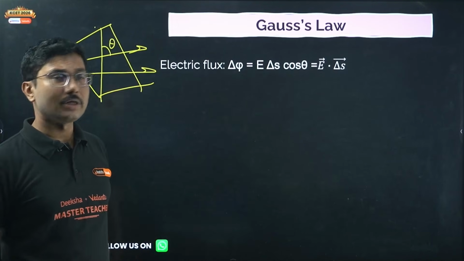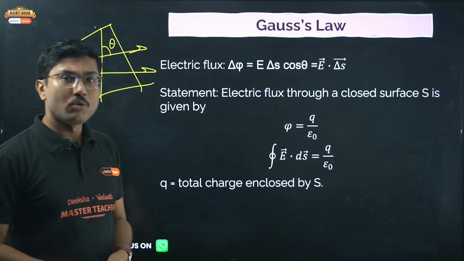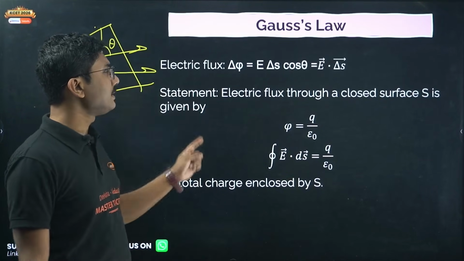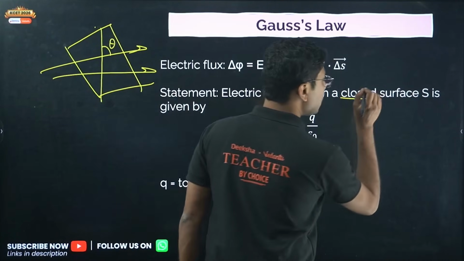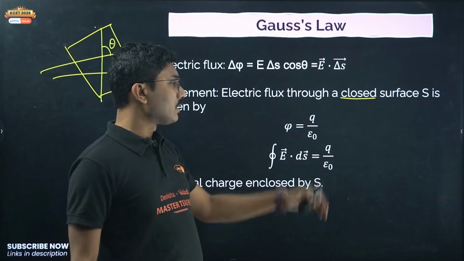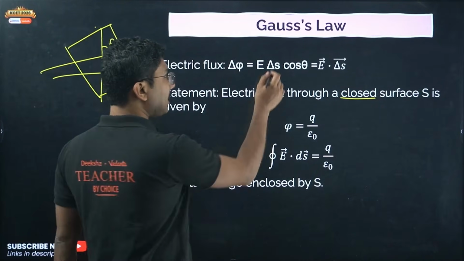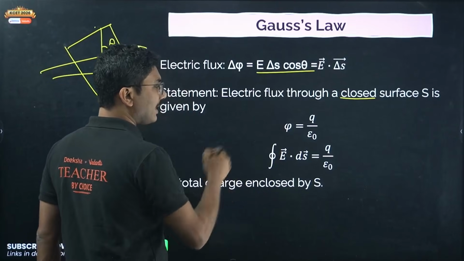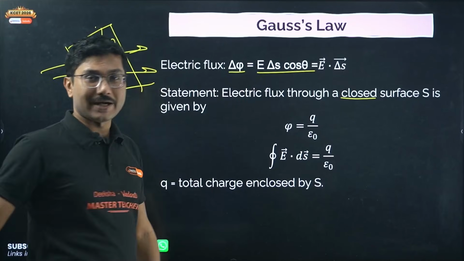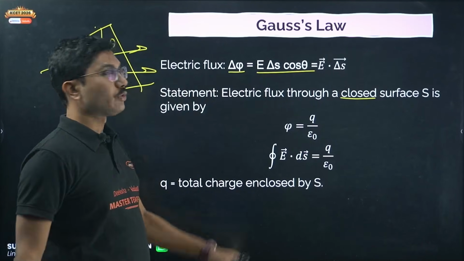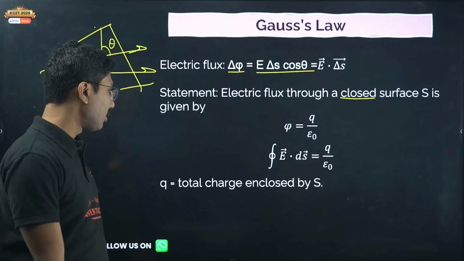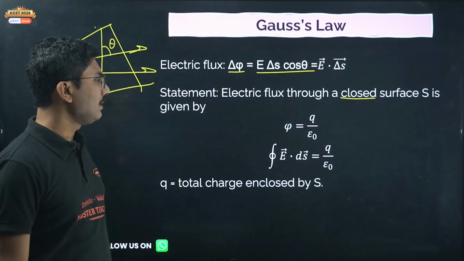This is the general formula for electric flux, but Gauss's law gives a more measured approach. Remember this: electric flux through a closed surface. This law is not valid for an open surface. Electric flux through a closed surface is given by phi equals q by epsilon naught. Now phi can be represented by this. This is delta phi, a small amount of flux, so to calculate the total flux you have to integrate it, and the integral of E dot ds equals q by epsilon naught. Q is the total charge enclosed by the surface S.